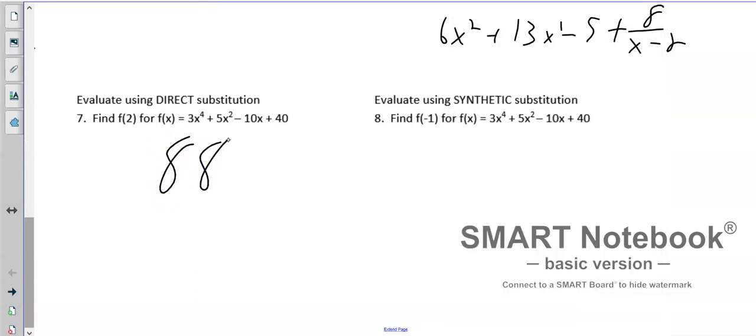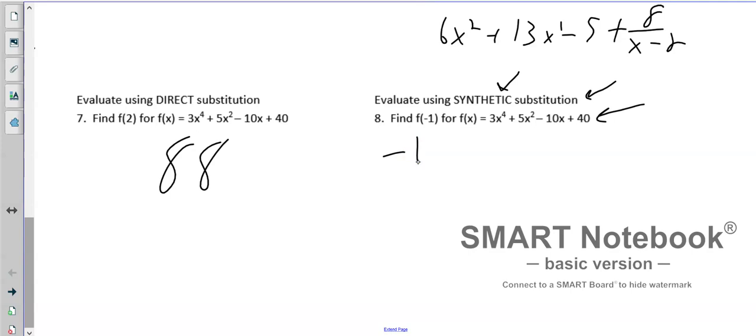$88. That simple. Use synthetic substitution. So we're not just going into the calculator. Now, the thing is, we can plug this in the calculator and look at -1 and find out what our answer will be, but we still have to do synthetic division.